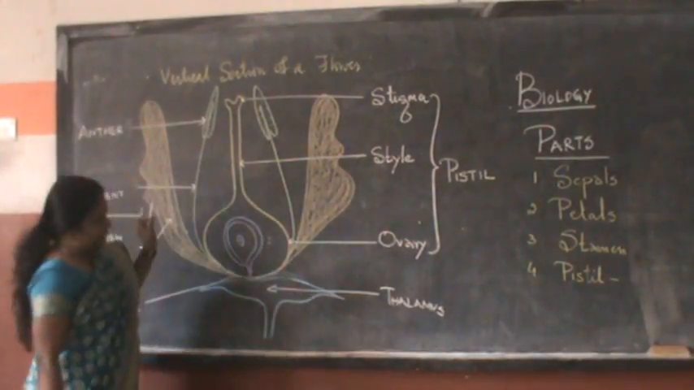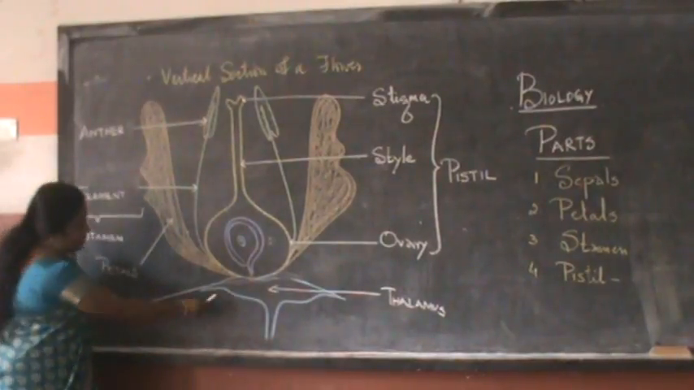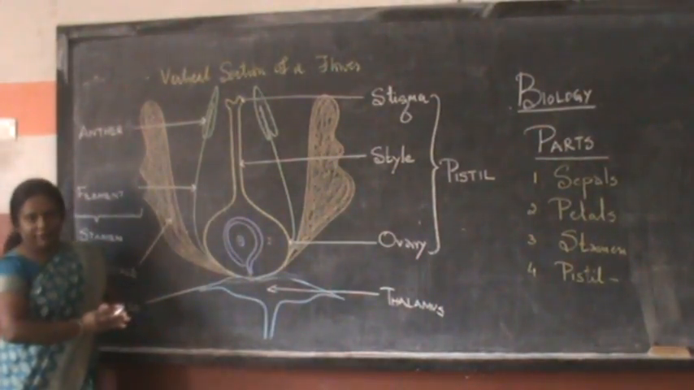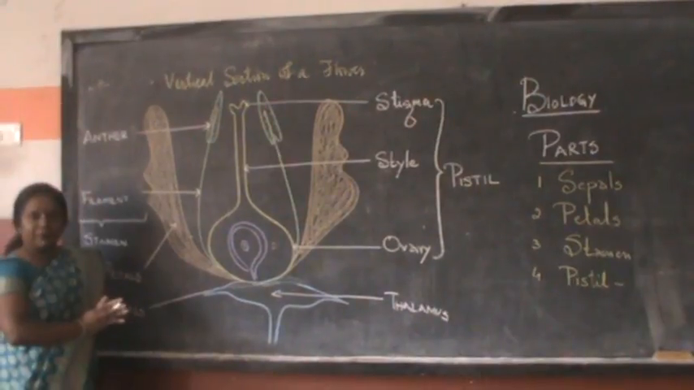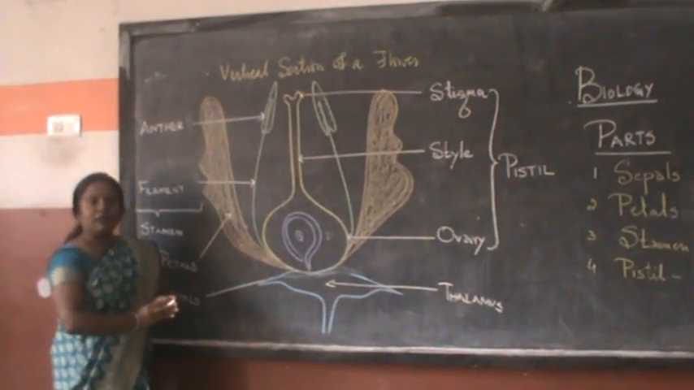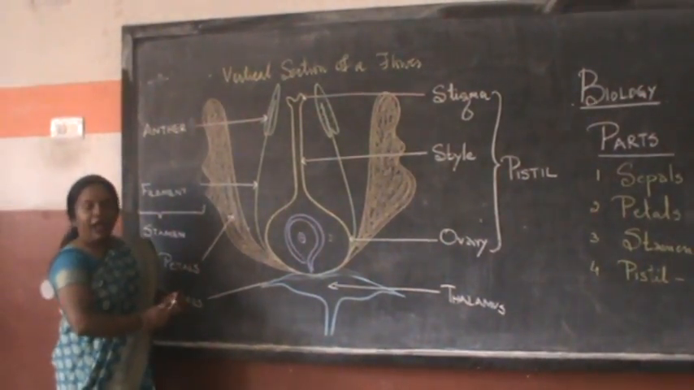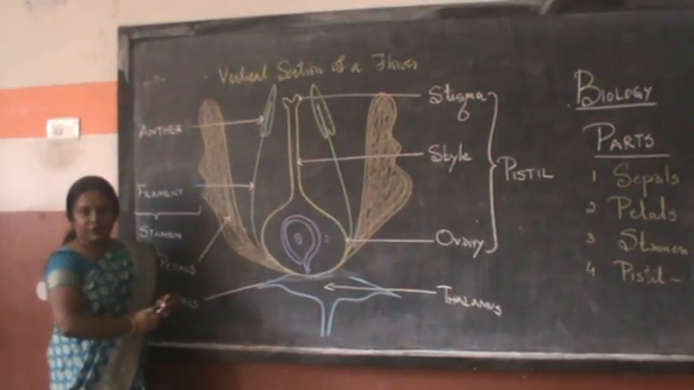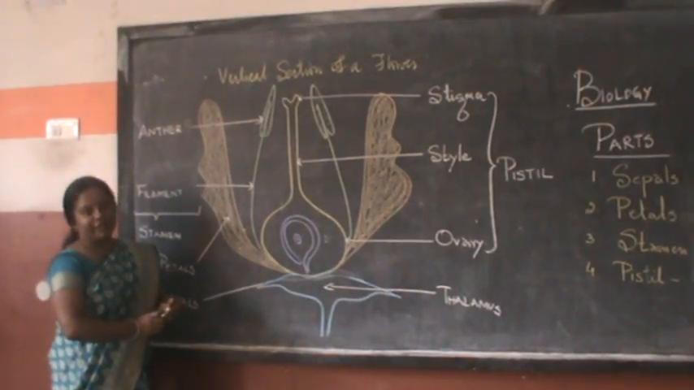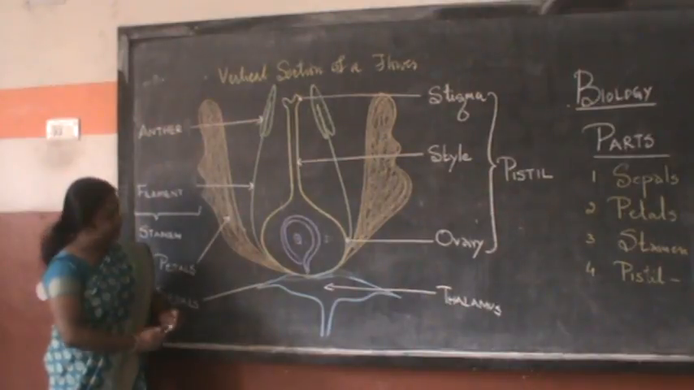Look into this diagram. Sepals are the outermost part of the flower. Collection of sepals in a flower is called calyx. And being the outermost part of the flower, sepals give protection to the floral bud.